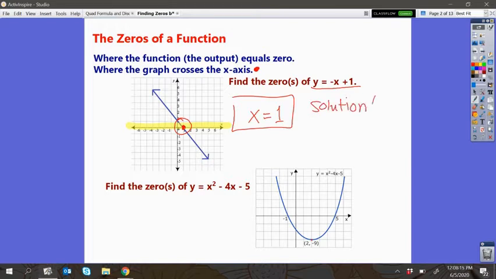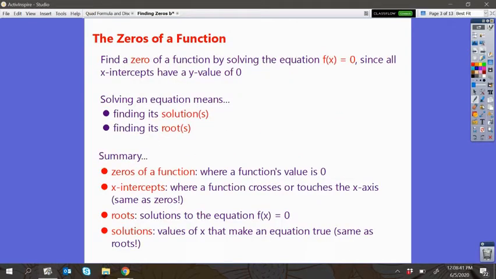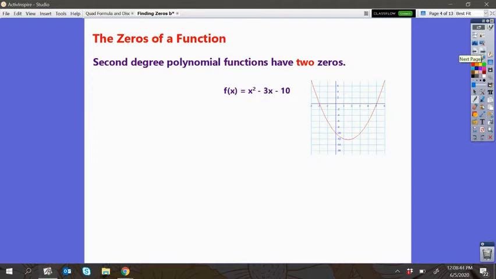However, if we look at a quadratic down here, like y equals x squared minus 4x minus 5, here's its graph, and we were asked to find the zeros. So we again look at the x-axis for the x-intercepts. We see that it crosses twice. That means that it has two zeros, -1 and +5. Anytime we have a quadratic, most of the time, it will have two zeros. You'll see those two intercepts in that quadratic.